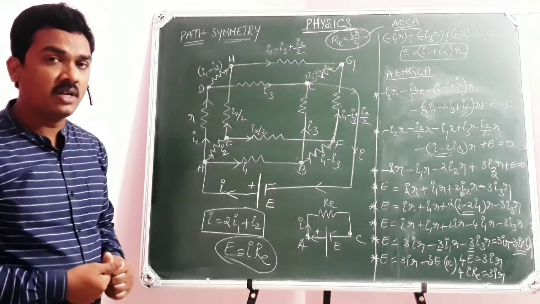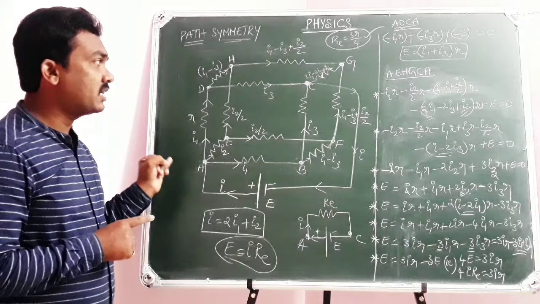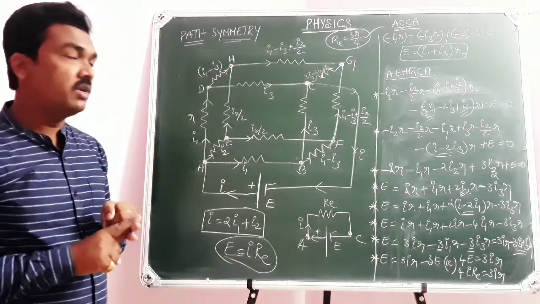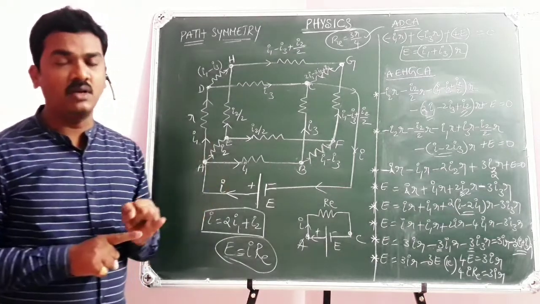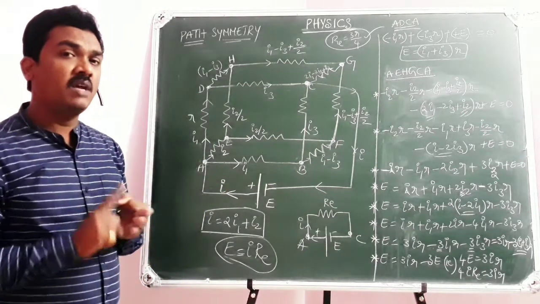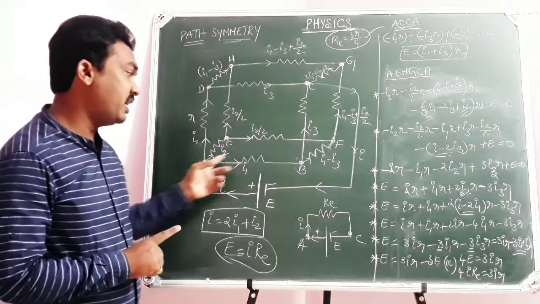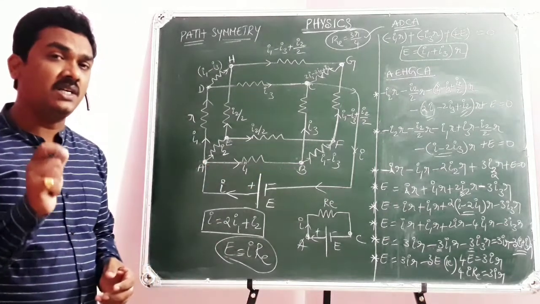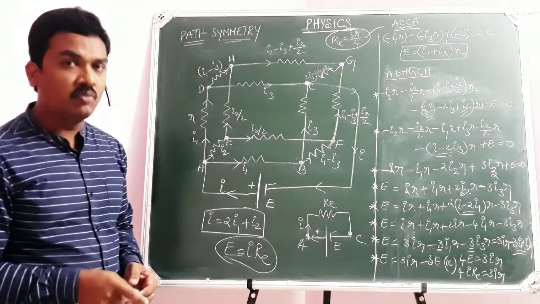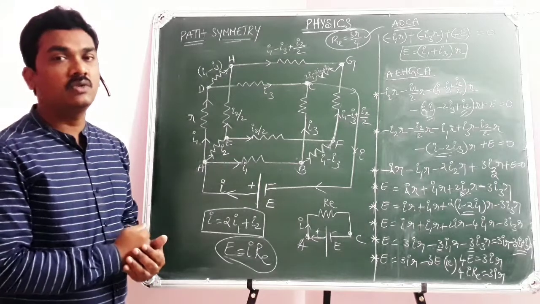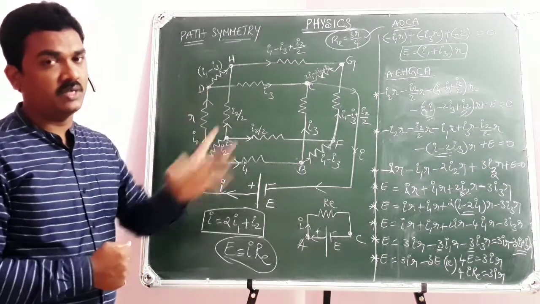What is the question that you need to try? I have told you the equivalent resistance across the body diagonal. I have told you the equivalent resistance across the face diagonal. Now your assignment is the equivalent resistance across AB, which are two adjacent vertices of a cube. You try yourself using path symmetry.